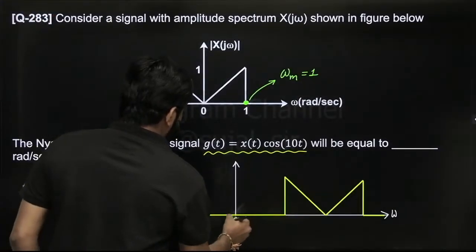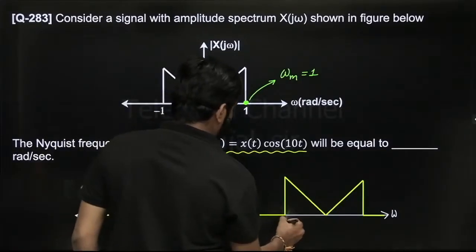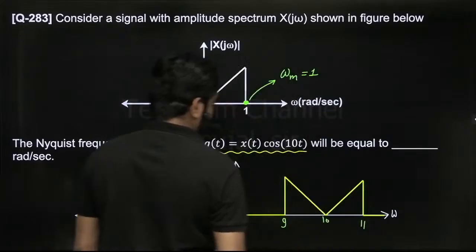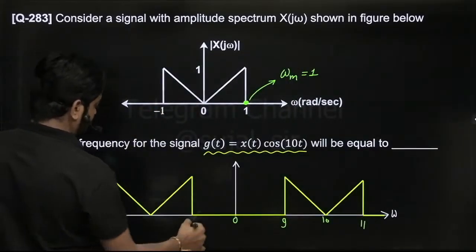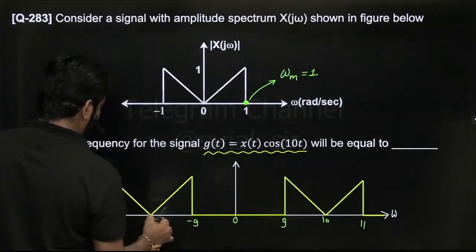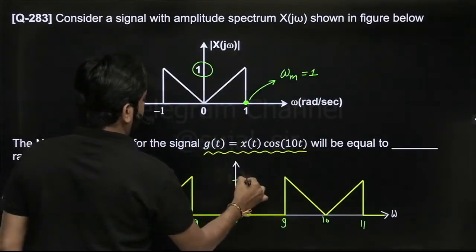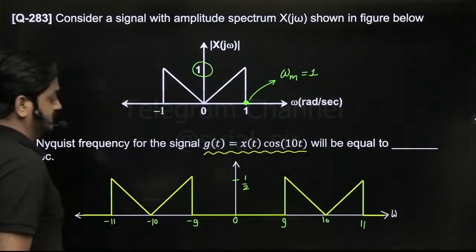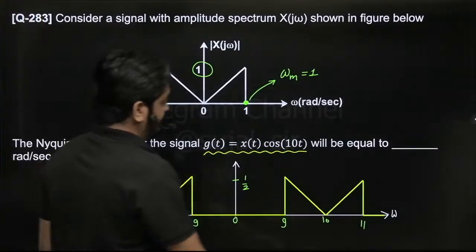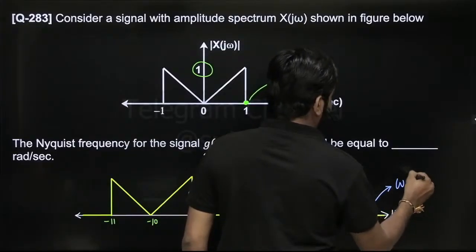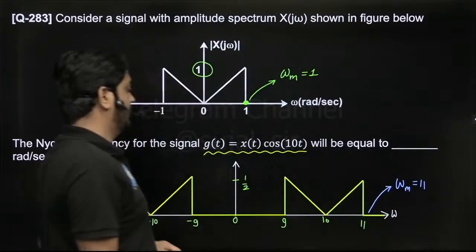Okay, so add 10 here, so this will be 9, this is 10, and now this is 11, guys. Here this is -9, -10, and -11, and this amplitude is decreased by a factor of 2, so it will be 1/2 after multiplying with this. So what is the maximum frequency now? Now the maximum frequency is 11, guys. 11 radian per second, correct?